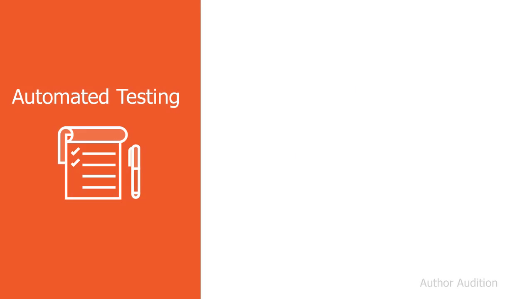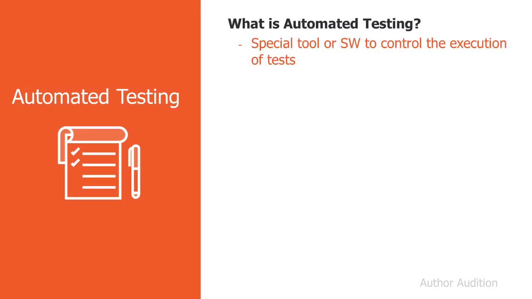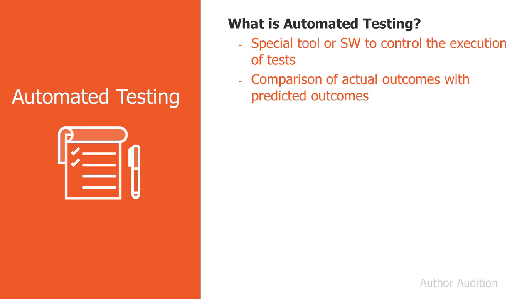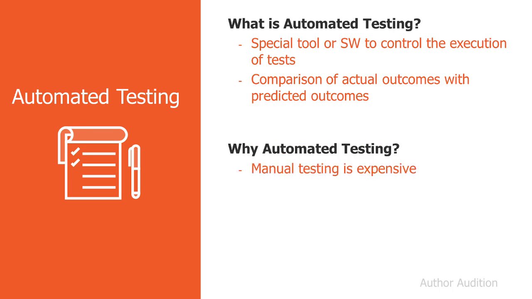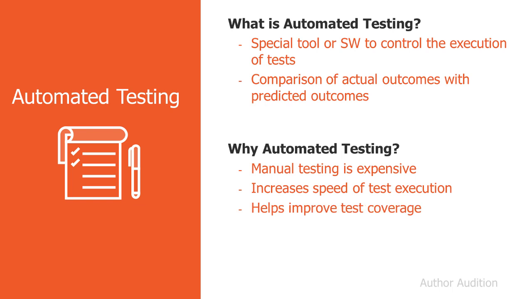Let's start with what is automated testing. In software testing, test automation is the use of special tool or software to control the execution of test and comparison of actual outcomes with predicted outcomes. So the first question that comes in mind is why automated testing? Because manual testing is time and cost consuming, while you can run automated test in unattended mode. Automation increase speed of test execution, improve test coverage and increase test accuracy.